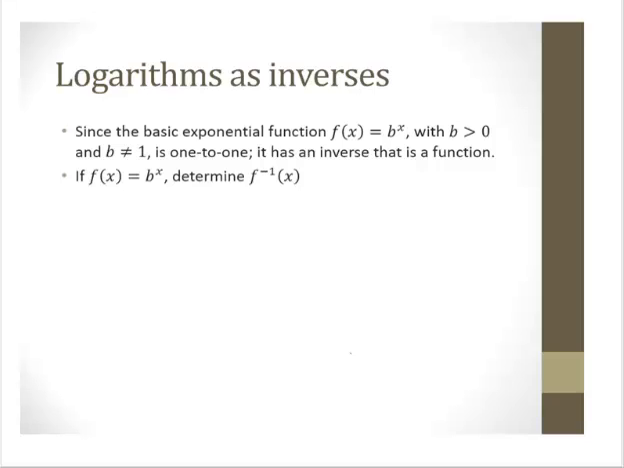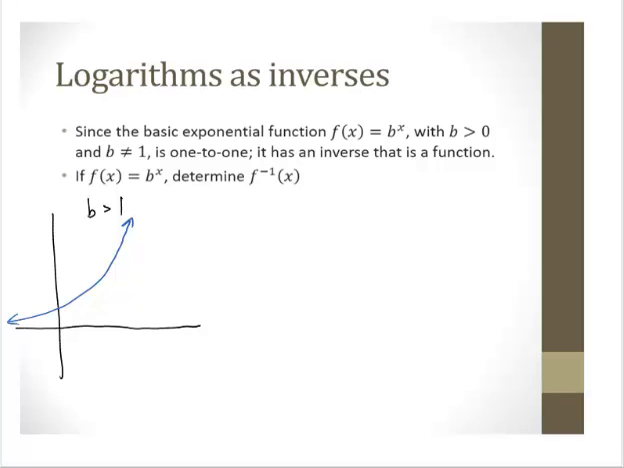Alright, since the basic exponential function f of x equals b to the x, with b positive and not equal to 1, is 1 to 1. Alright, so let's think about that. It's a 1 to 1 function. Remember, if b is positive and b is not equal to 1, let's take the example where b is greater than 1. Remember that we got this graph that did something like this.